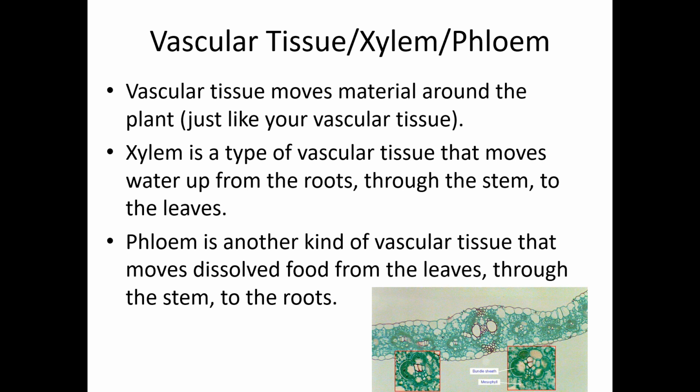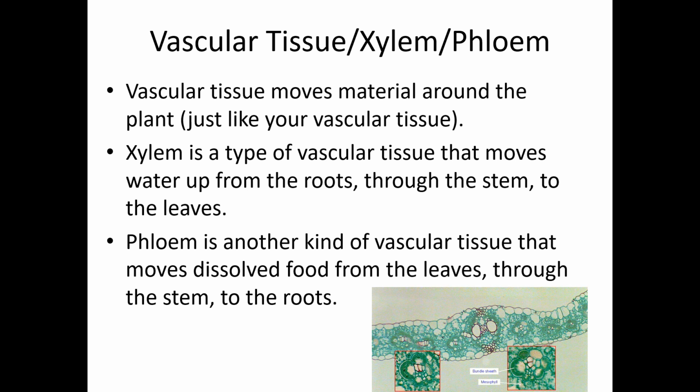I mentioned earlier that plants have specific types of tissue. Vascular tissue is one of the examples that I gave you. Vascular tissue in you is like arteries and veins. It moves stuff around inside of your body. Well, plants have that too. We just don't call them arteries and veins. Instead, it's called xylem and phloem.